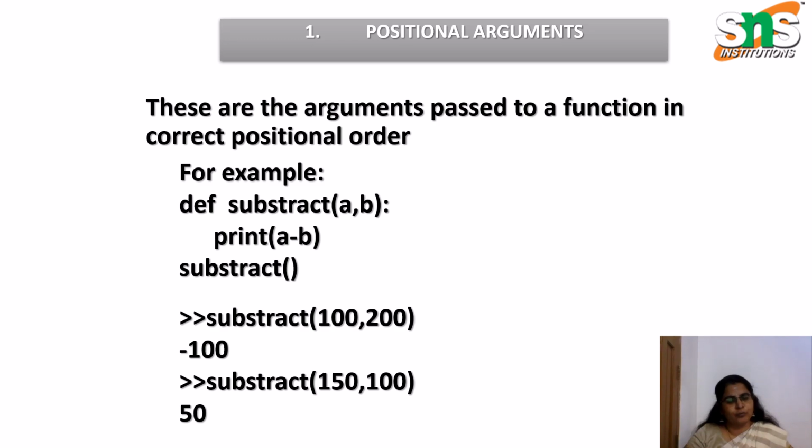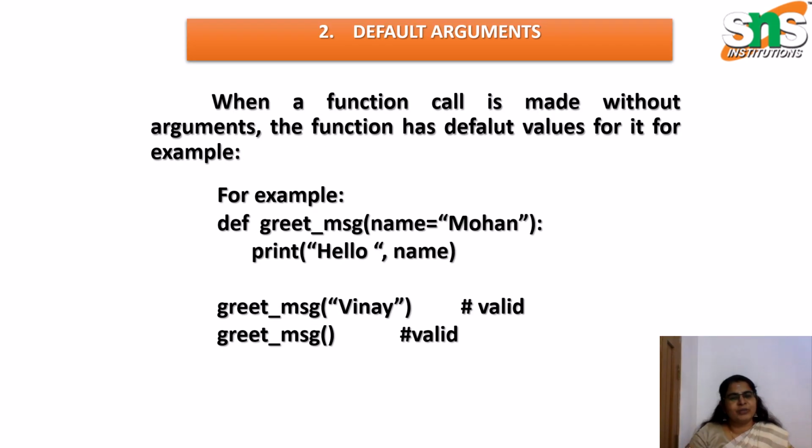I will get the output of 50 here. So these are the things, how positional arguments pass values to a particular variable. Next is the default argument. When a function call is made without arguments, the function has a default for it.